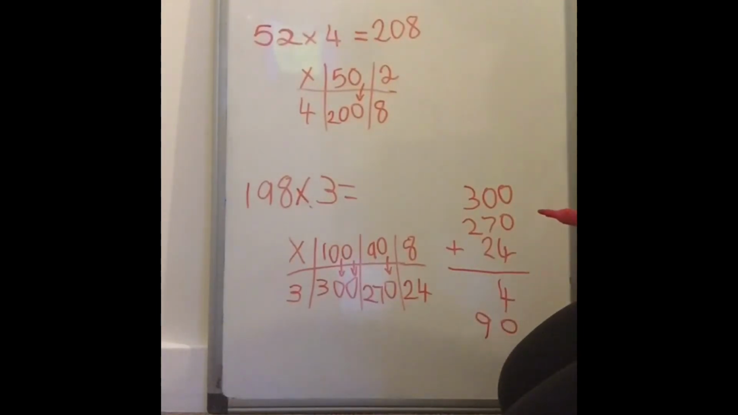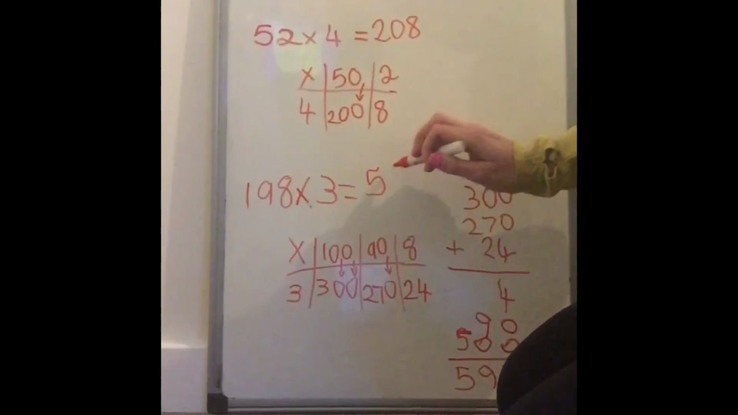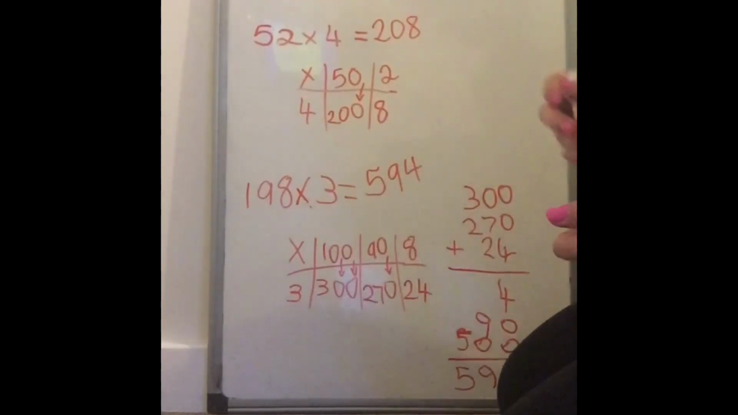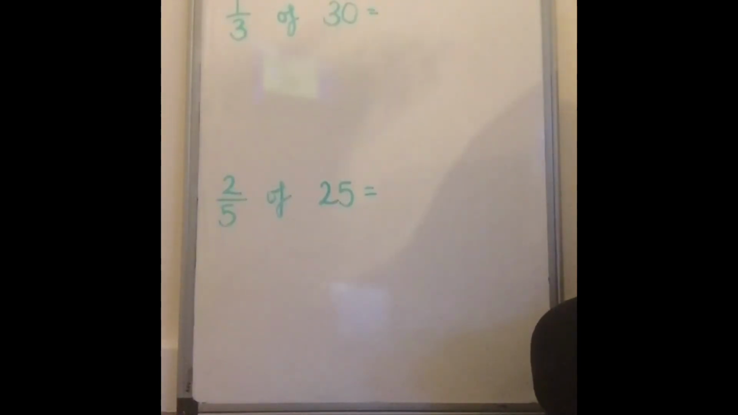And then we can do our hundreds. 300 add 200 is 500. We're not adding any more hundreds, so it's just 500. Oh, my 5's got a bit crazy. 4 add 0 is 4. 9 add 0 is 9. And 5 add nothing is 5. So my answer is 594. Ta-da!